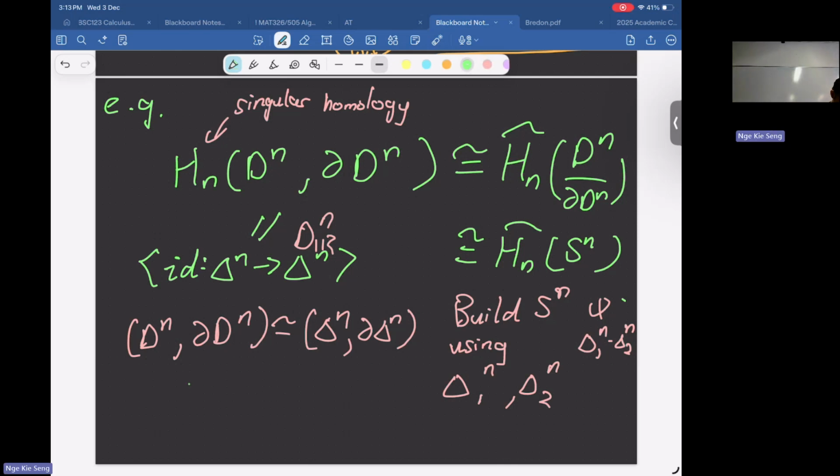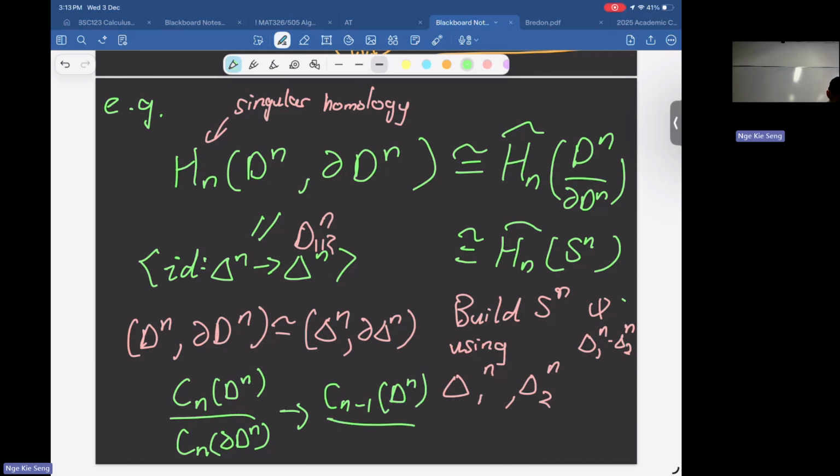Let's write down the chain here. So here is Cn, right? Cn dn over Cn del dn. And then the next part is Cn minus 1 dn, and then Cn minus 1 of del dn. Okay? So you quotient out the n minus 1 faces here. And so this thing is in the cycle.